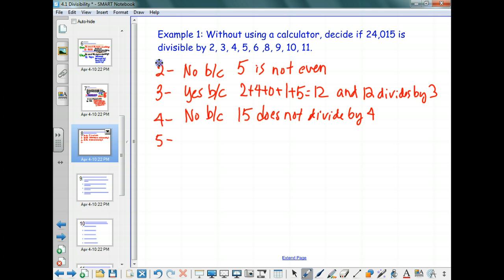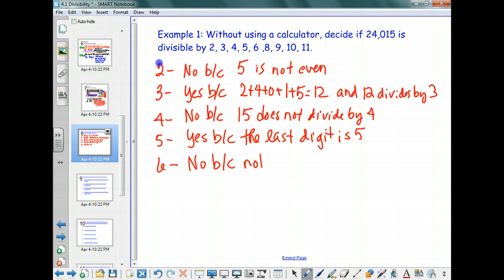How about 5? Yes, why? Because the last digit is 5. 6? No, why not? No, because it's not divisible by 2. 8. No, why not?